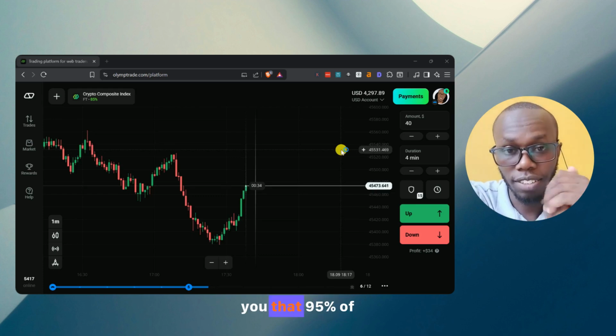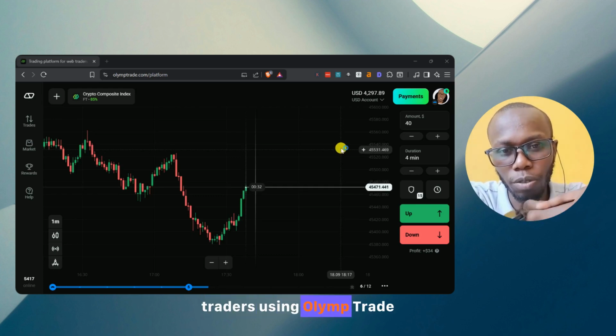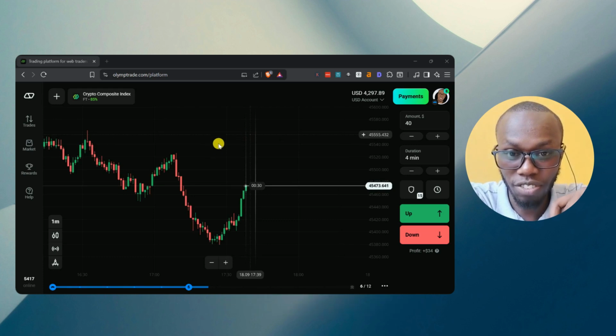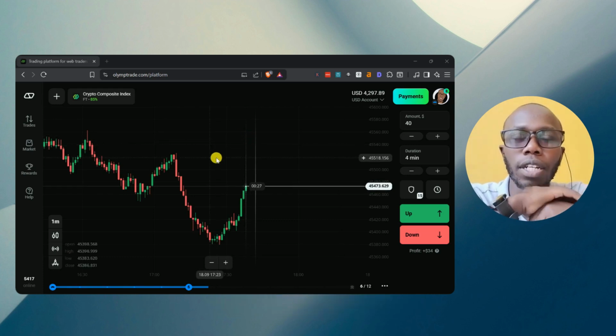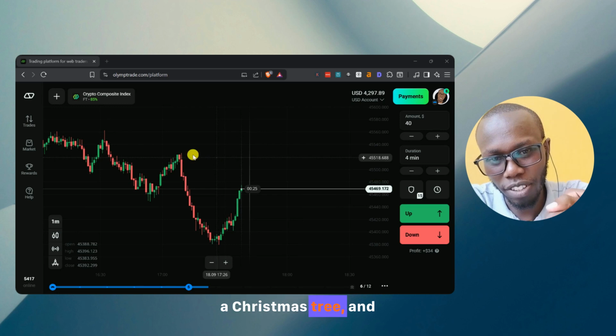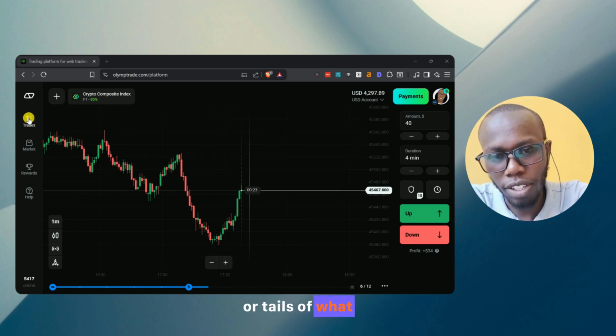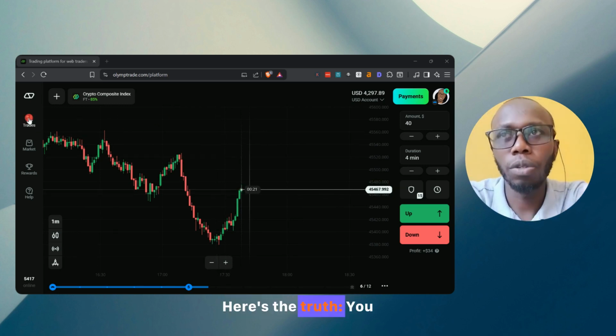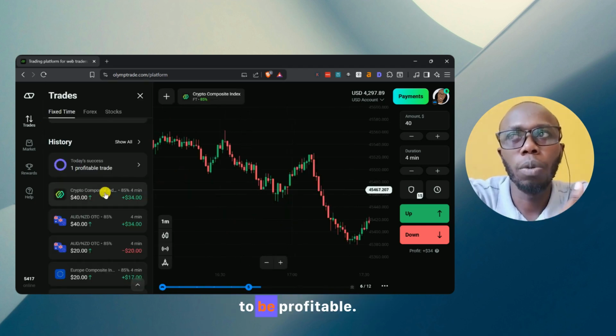What if I told you that 95% of traders using Olymp Trade are completely overcomplicating their charts? They've got 15 different indicators flashing colors like a Christmas tree, and they can't make heads or tails of what any of it means. Here's the truth. You don't need 20 indicators to be profitable.